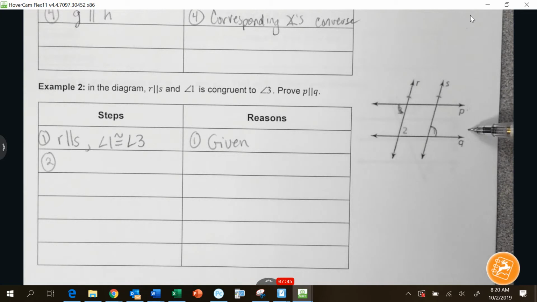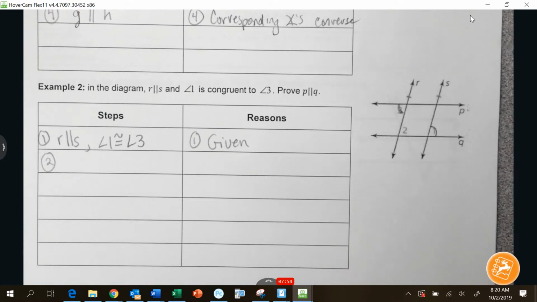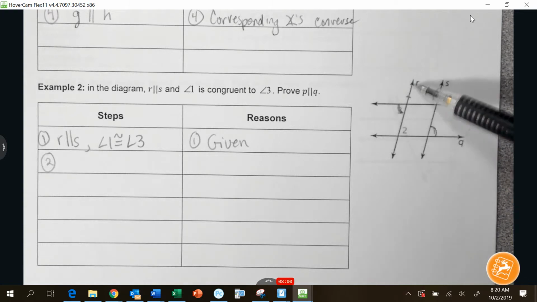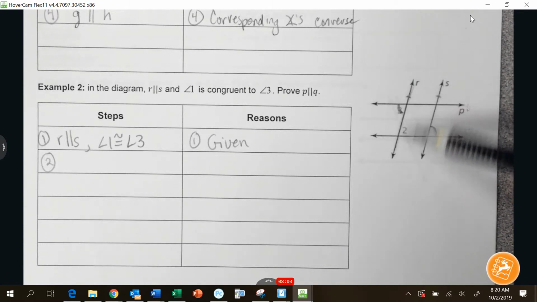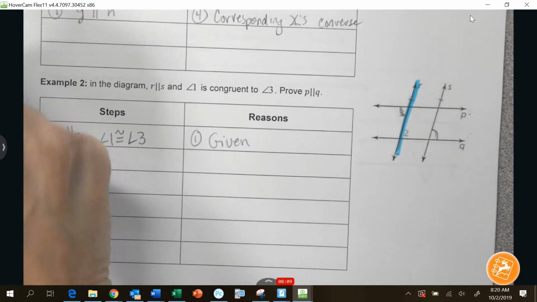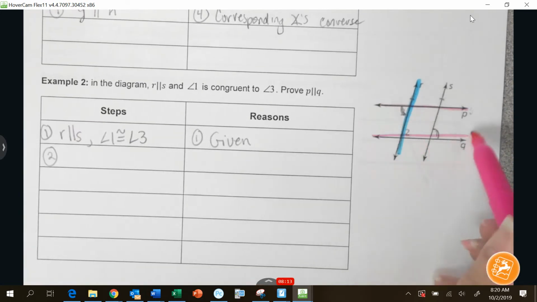In order to prove that P and Q are parallel, we have to show that the transversal that cuts through P and Q, which could be this one or it could be this one, we have to show that the transversal, I'm going to use this one. Anybody know why I'm using this one? I'll even highlight it. Does anybody know why I want to use this one and not the other one? Because they put a 2 there. Yeah, that's why I'm going to use that one.